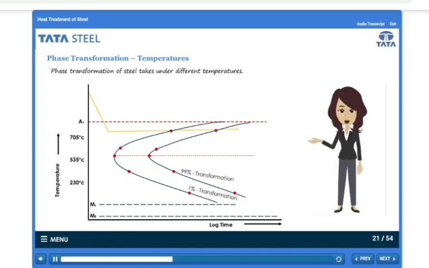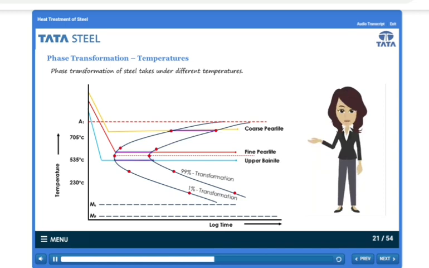However, as the transformation temperature is lowered, that is, just above the nose of the C curve, the pearlite becomes fine. At high temperature, while undercooling is low, coarse pearlite is formed. At the nose temperature, fine pearlite and upper bainite are formed. Bainite is also a mixture of ferrite and cementite, but not in the form of alternate layers, rather in the form of needles. Bainite formation temperature range is 535 degrees Celsius to 230 degrees Celsius.